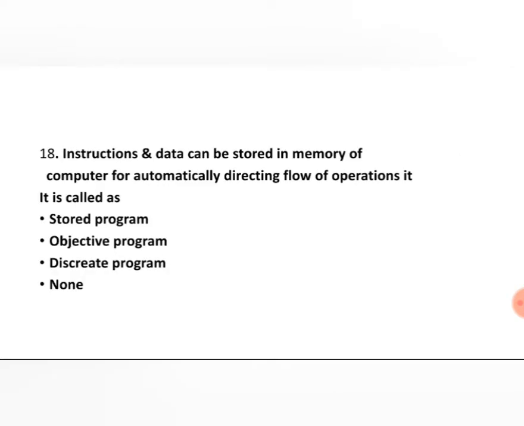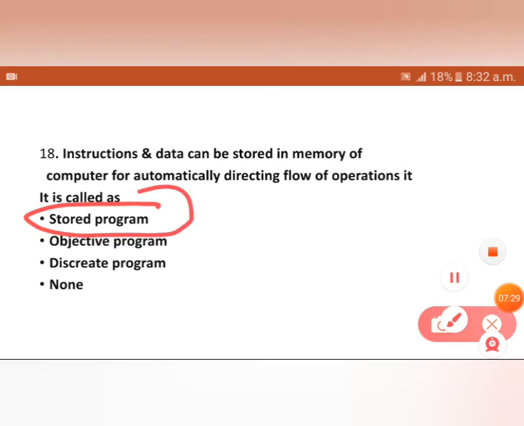Question number 18: the instructions and the data can be stored in the memory of the computer for automatically directing the flow of operations. It is called as stored program, objective program, discrete program, or none. The correct option is option number first, stored program. If a question is asked that the stored program concept was given by, we have to still answer John von Neumann.